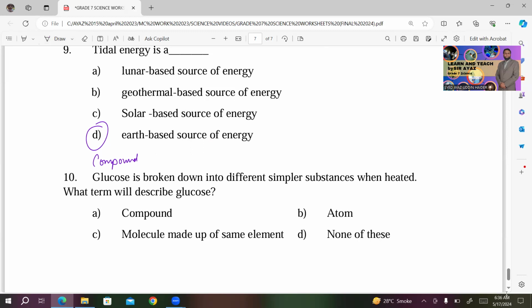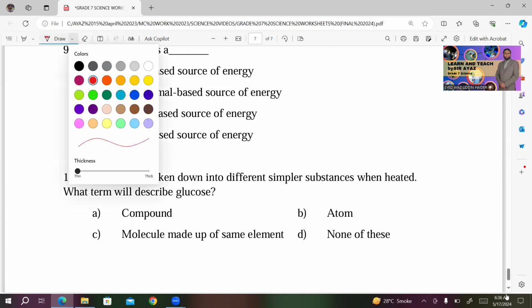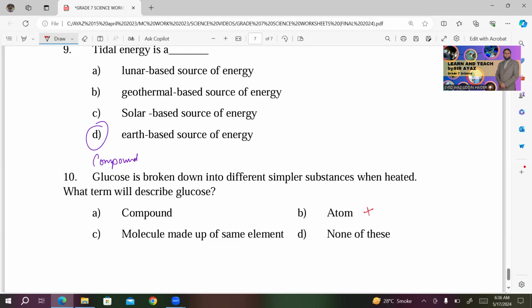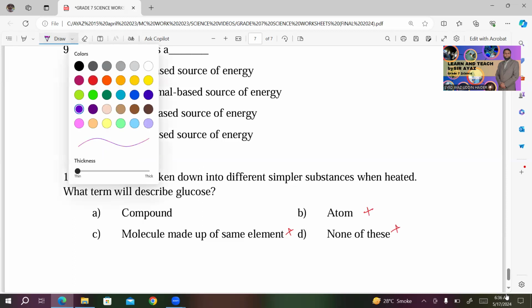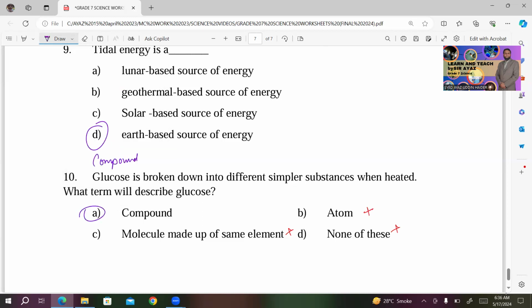So these choices are incorrect. B incorrect, C incorrect, none of these incorrect. A must be the right answer in this case.